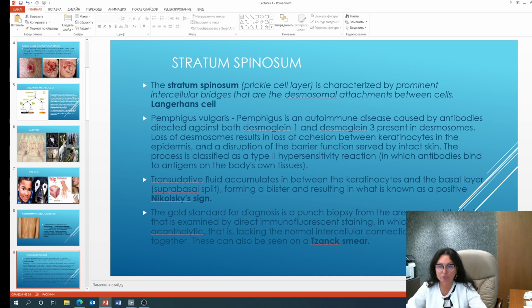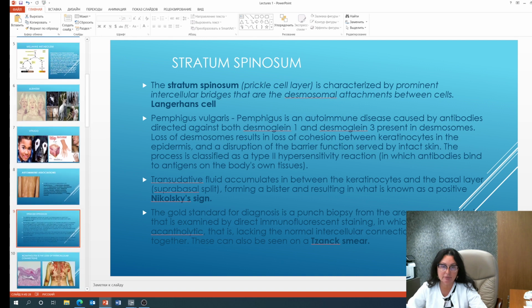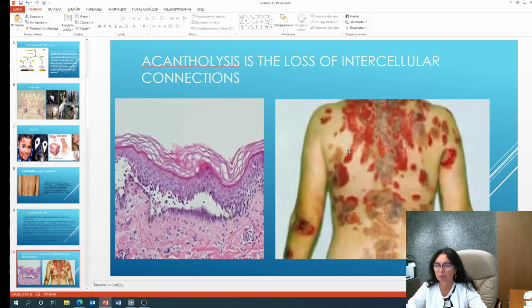The gold standard for diagnosis is a punch biopsy from the area around the lesions that is examined by direct immunofluorescence staining, in which cells are acantholytic, lacking the normal intercellular connection that holds them together. This can also be seen in a Tzanck smear. Clinically it looks like acantholysis disease.